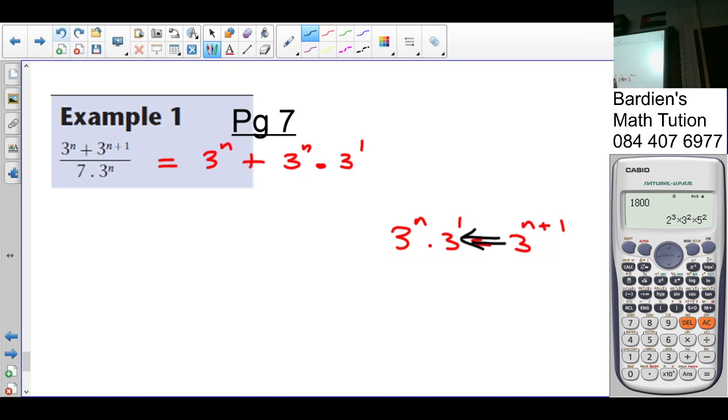Okay? So if 3 to the n times 3 to the 1 is equal to 3 to the n plus 1, then 3 to the n plus 1 can be written as 3 to the n times 3 to the 1. Likewise, if I got 3 to the n times 3 to the negative 2, what is that going to be written as? 3 to the n minus 2. But 3 to the n minus 2 can also be written as 3 to the n times 3 to the minus 2. Make sense? Alright.